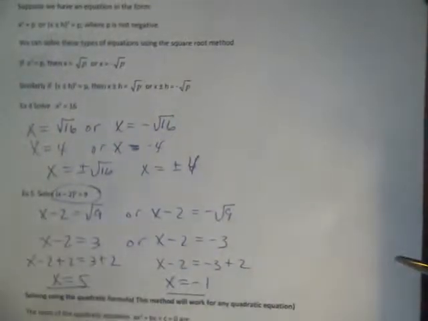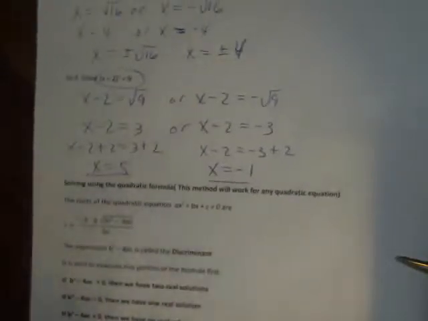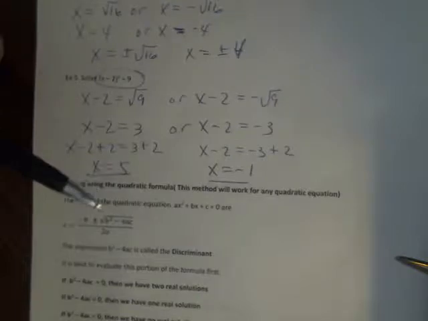All right, so that's the second method we can use to solve a quadratic equation that we're going to talk about today. The next method is using the quadratic formula. Now, the one thing about the quadratic formula is this method will work for any quadratic equation, whereas factoring and the square root method both have their limitations. Not every polynomial can be factored. Not every polynomial can be done using the square root method. So the quadratic formula is one that works for any quadratic equation.